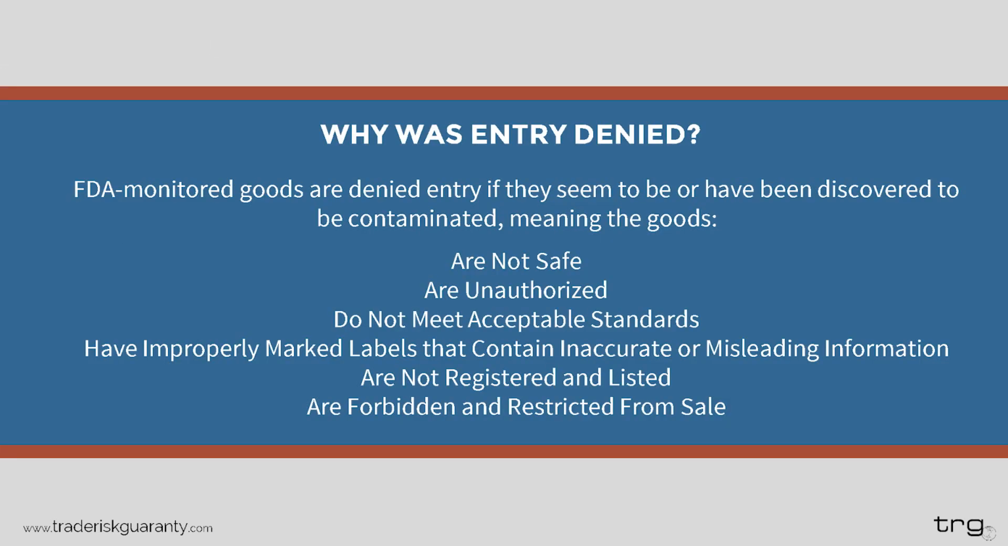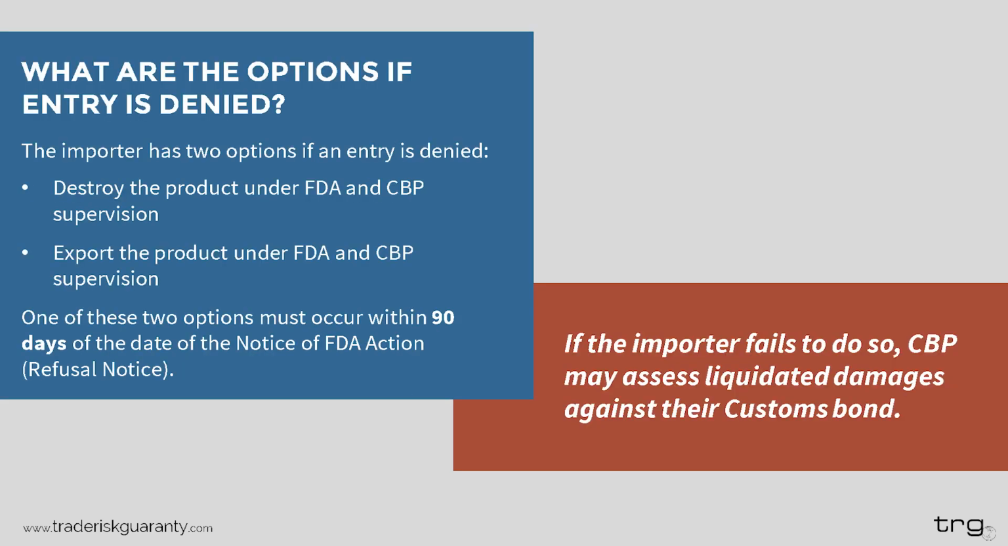So why was entry denied? FDA monitored goods are denied entry if they seem to be or have been discovered to be contaminated, meaning the goods are not safe, they are not authorized, they do not meet acceptable standards, they have improperly marked labels that contain inaccurate or misleading information, they are not registered and or listed, or they are forbidden and restricted from sale. So your entry is denied.